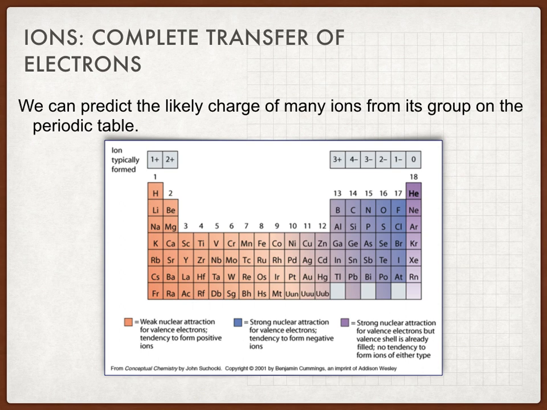Beryllium, magnesium, calcium, those guys will always lose 2 because it's easier to lose 2 than to gain 6. Remember, because we're trying to get to a full octet.